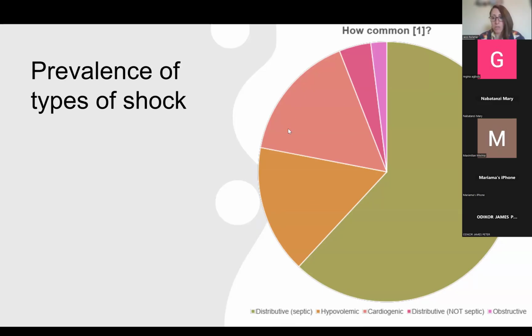Cardiogenic shock is the next most common. And then the less common ones, distributive shock that's not septic. So things like anaphylactic shock, and we'll get into that later. And then obstructive shock is the least common. So something like a massive pulmonary embolism or tension pneumothorax.